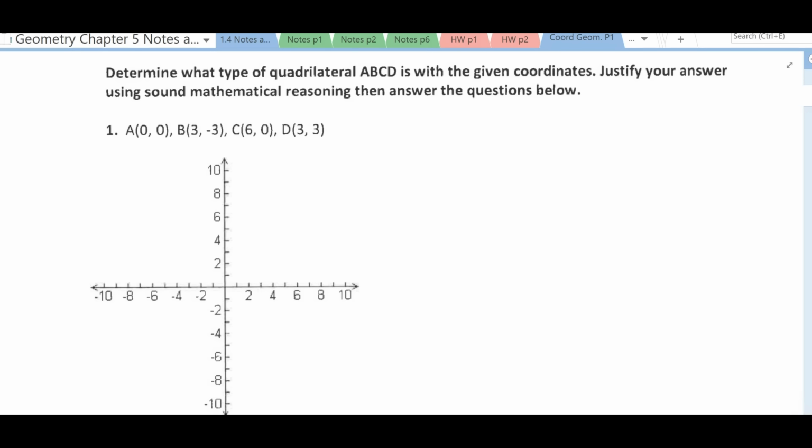So we want to determine what kind of quadrilateral ABCD is with the given coordinates, and then we'll justify our answer with sound mathematical reasoning. So let's start by graphing the points. We've got point A at 0, 0 at the origin, and B is at 3, negative 3, and C is at 6, 0, and D is at 3, 3. All right, and let's connect these.